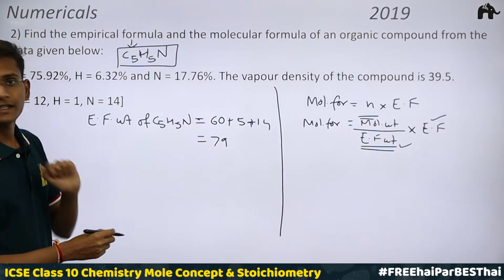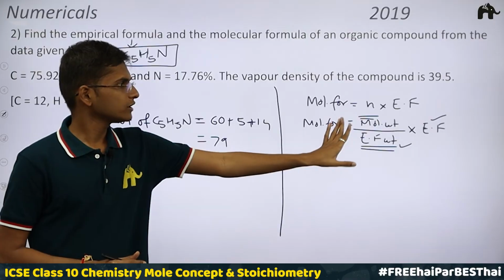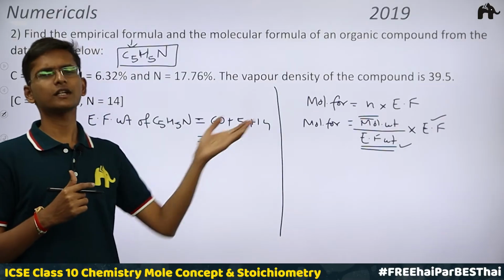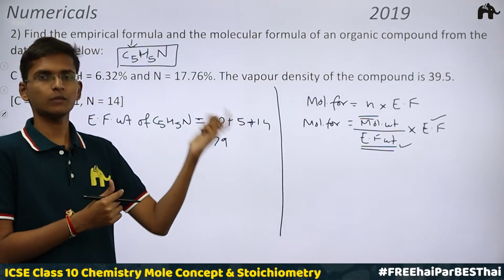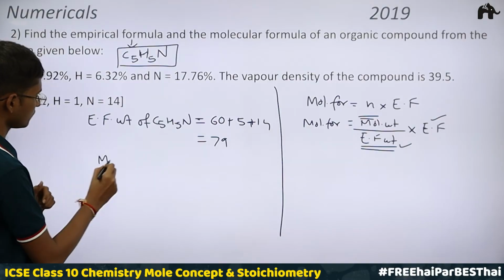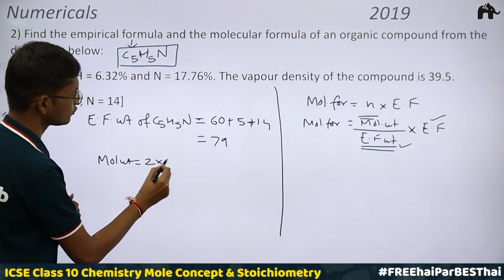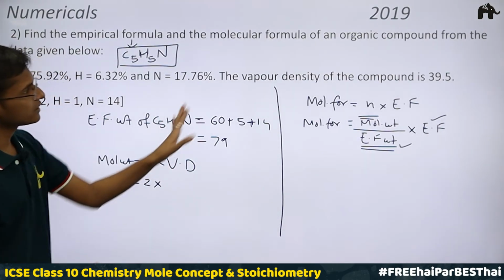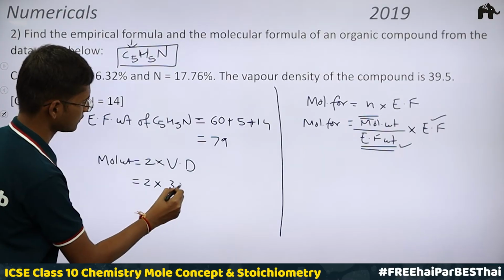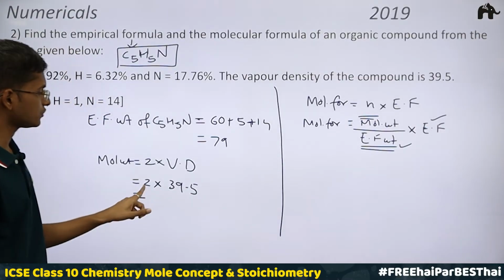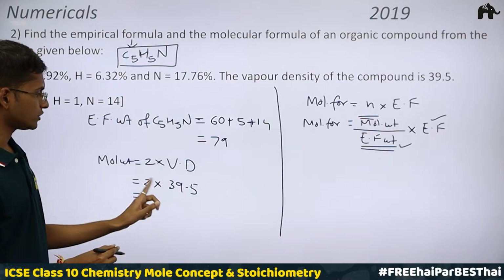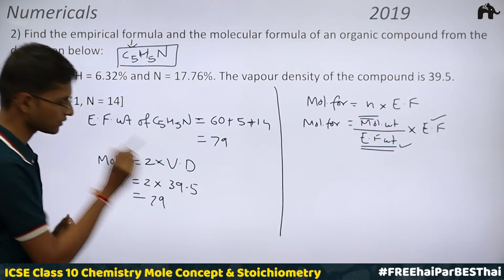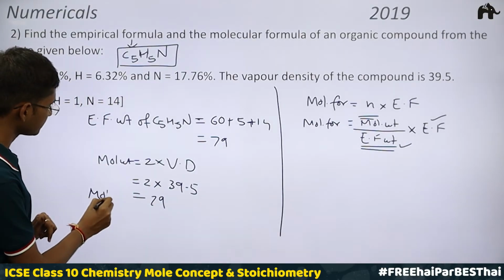Next is molecular weight. I have told you that if they haven't given you the molecular weight, and if they have given you vapor density, how can you find it? Just multiply vapor density with 2 and you get the molecular weight. So molecular weight is equal to 2 into vapor density. What is the vapor density of the compound? 39.5. Now what is 39.5 into 2? 39 twos are 78, and 0.5 into 2 is 1, so 79. Molecular weight is also 79.